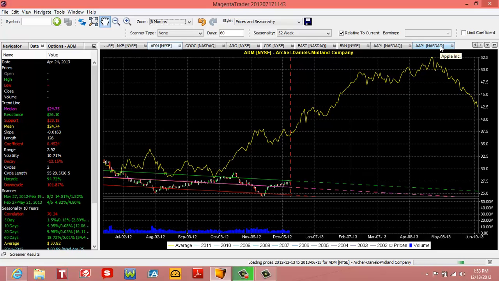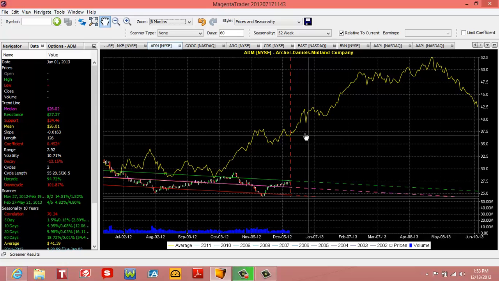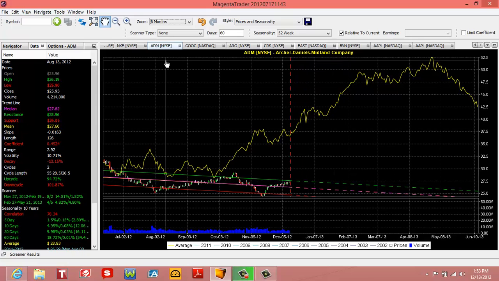Okay, this is the way you take high probability trades, and it's very easy with Magenta Trader software to take high probability trades. You don't have to use complex analysis. The software is doing this complex analysis, and when you're in conjunction with 2 or 3 analysis, now you're putting high probability trades in your favor. And that's how easy trading is using Magenta Trader.